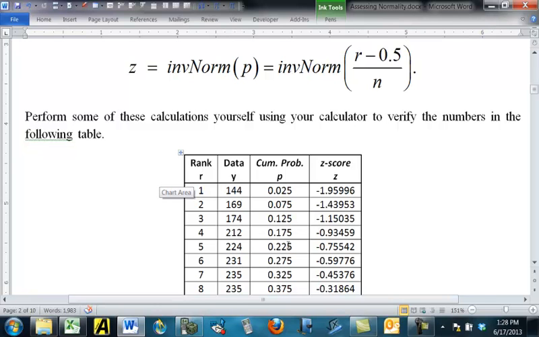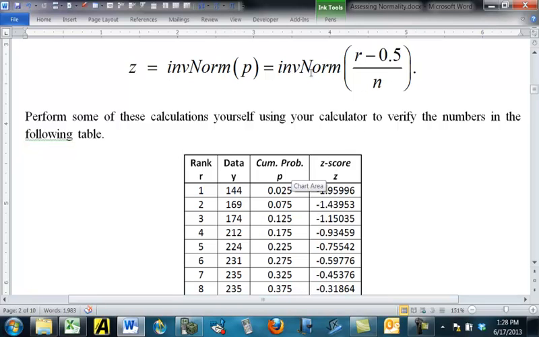What I'd like for you to do now is pull out your calculator and make sure that you understand these numbers in this table. Remember, the data is what's given. You can clearly see they're put in order and the ranks are here. I think that's going to be pretty easy for you. But I want to make sure that you understand how to get these cumulative probabilities and z-scores using the formulas above. In particular, how to get this last number over here, because that's the one we're going to be using.